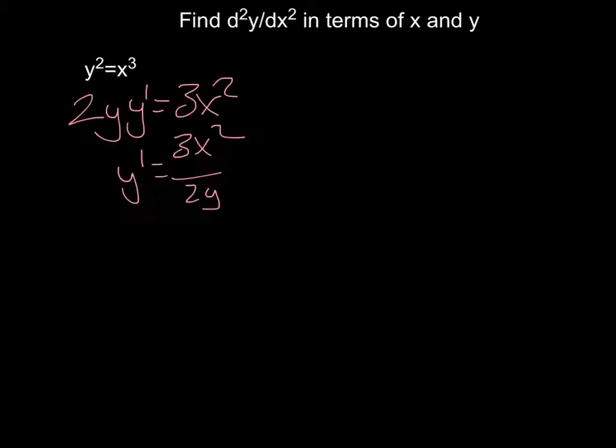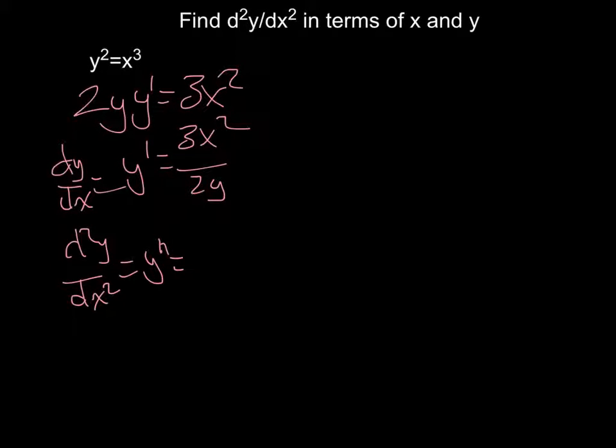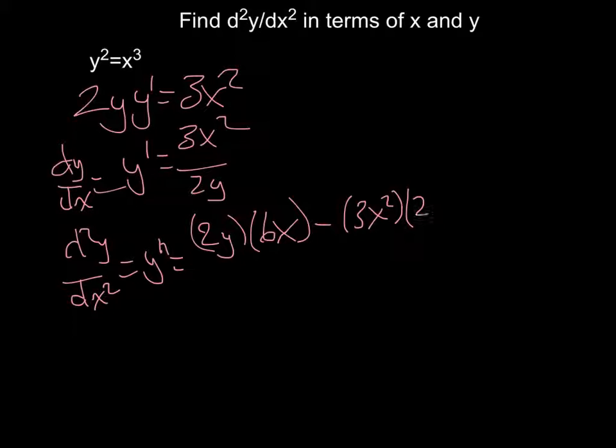Now we need to get the second derivative. Just labeling this, now for our second derivative, that'll be y double prime. So we're going to have to use the quotient rule here. So we have the bottom, 2y, times the derivative of the top, which is 6x, minus the top, 3x squared, times the derivative of the bottom, which is 2y prime, and that is all over 2y squared.